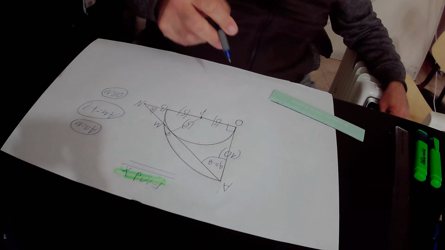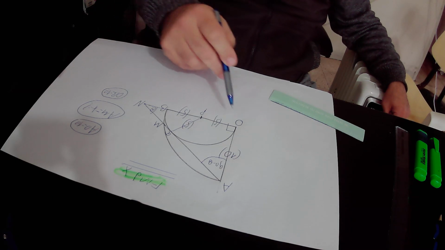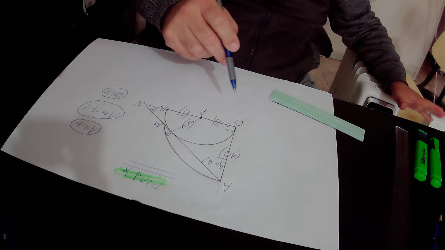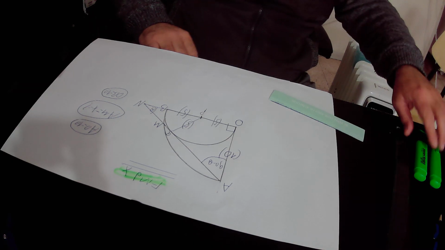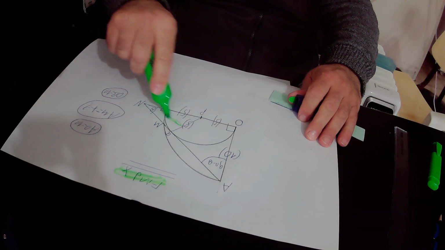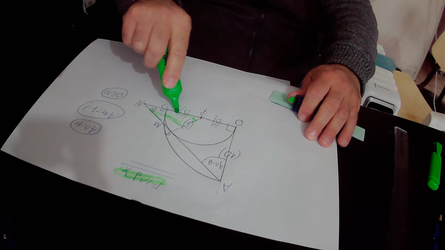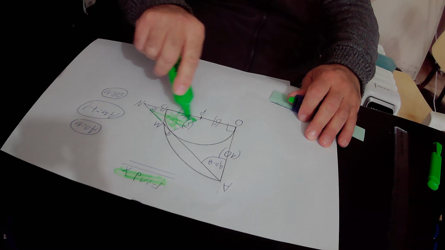Why? Because 90 degrees minus theta plus theta is 90 degrees, and 90 degrees plus 90 degrees is equal to 180 degrees. That is the sum of the angles in any triangle. Likewise, we will focus on the green right triangle QPN.